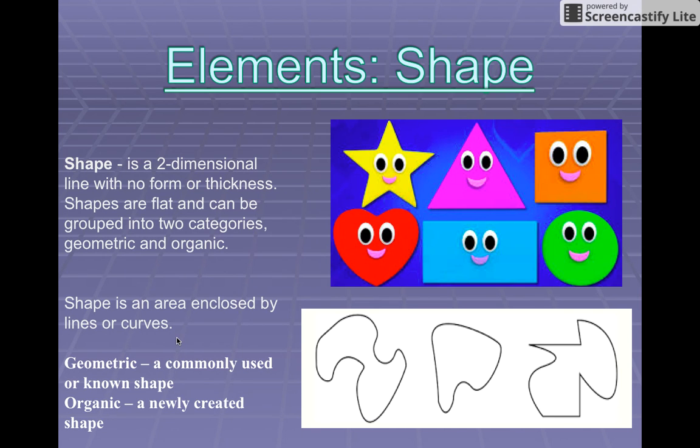So in order to be a shape, they must be closed. And you have two different types. Geometric, which are commonly used or known shapes. So all of these pictures, these little smiling shapes up here in the top picture, you know what they are. You can point to each one of them and tell a name, a star, triangle, square, circle, rectangle, heart. You know those shapes. So those are geometric because they have a name. These down here in the bottom picture, I could not tell you what type of shape they are. I could describe them. I could say they're a blob, but there is no name for them. That means they are organic. Organic are newly created shapes.